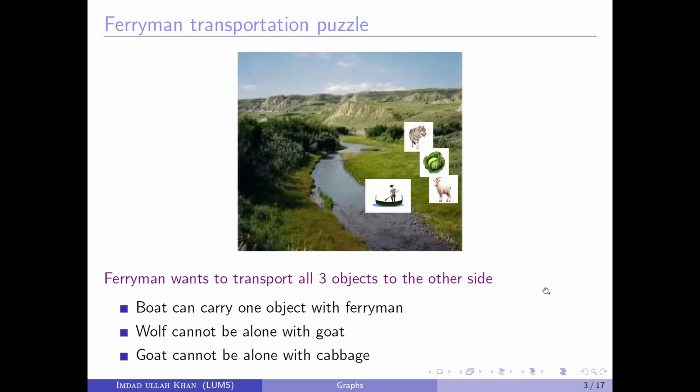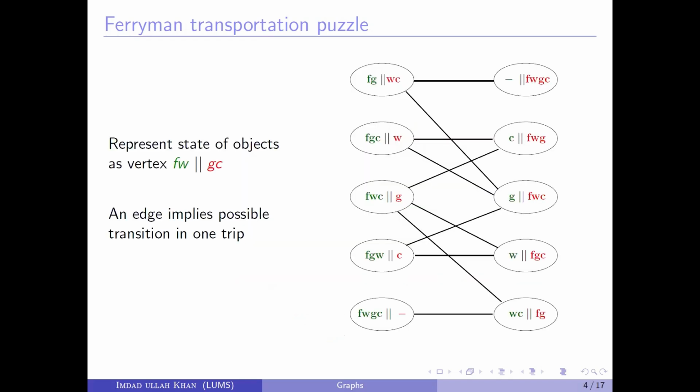So those are the restrictions which we have to keep in mind in order to solve the problem. I would strongly suggest that you take a pause over here and figure out the sequence of steps you need to take in order to transport all those objects to the other side of the river. So if you had taken a pause over there, you might have figured out some sequence of steps.